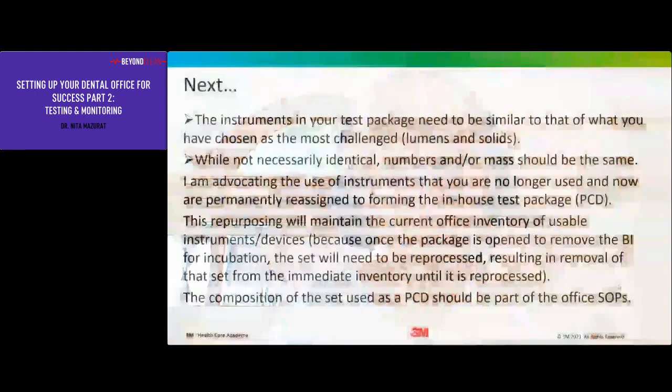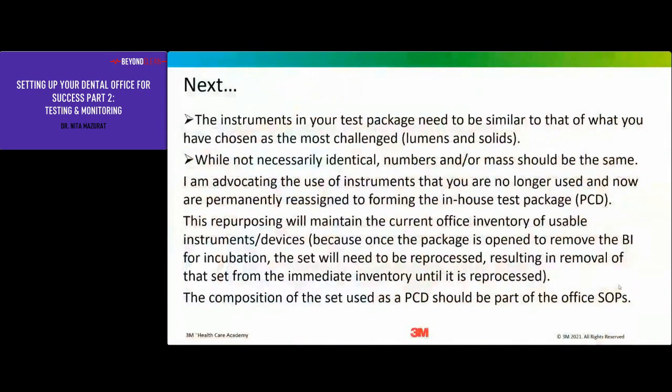So the instruments in your test package need to be similar to what you've chosen as the most challenged, using lumens and solids, for example. Lumens are frequently more challenging, of course. They don't have to be identical, but your numbers and your mass should be the same. It doesn't have to be the exact same instrument, but if it's a restorative instrument, anything that you use as a hand instrument, you can replace those.